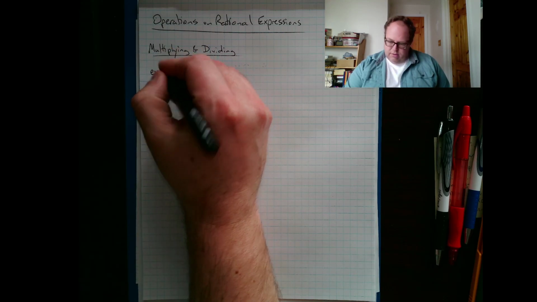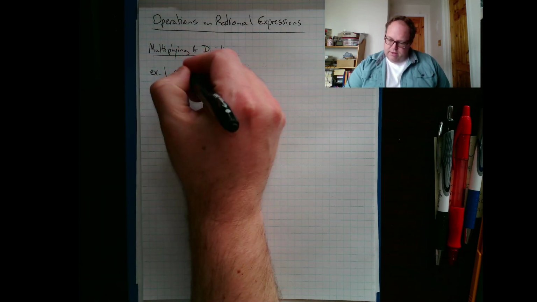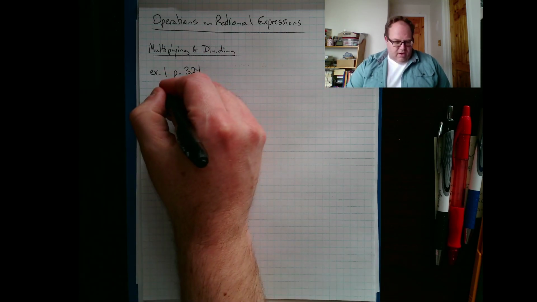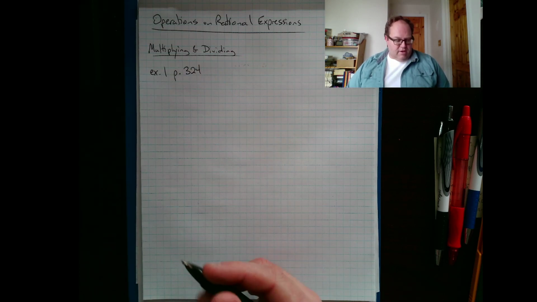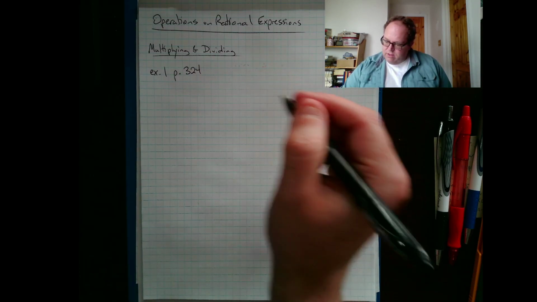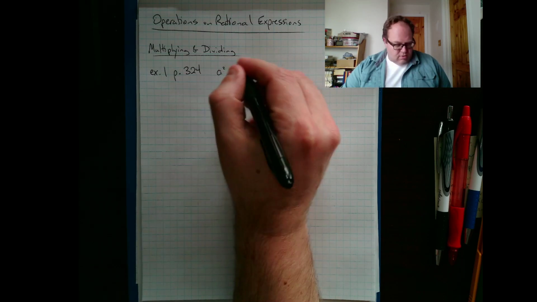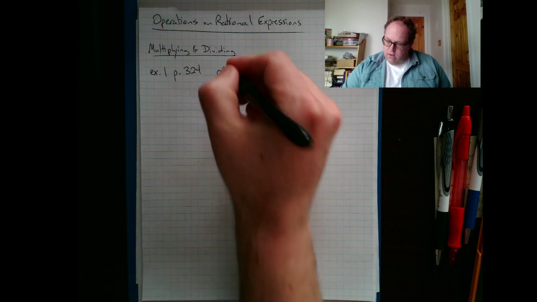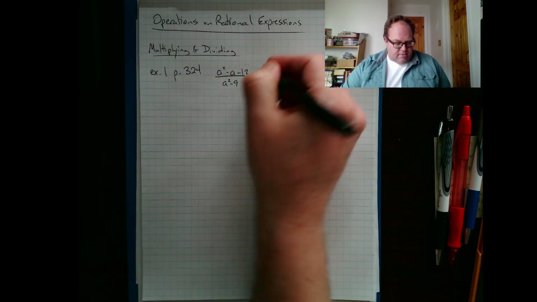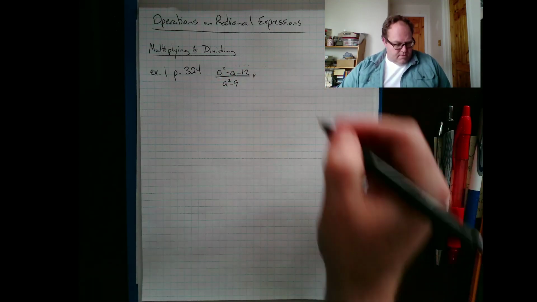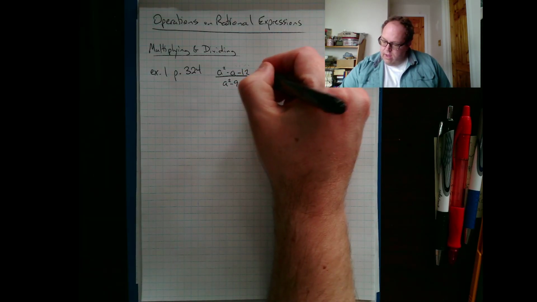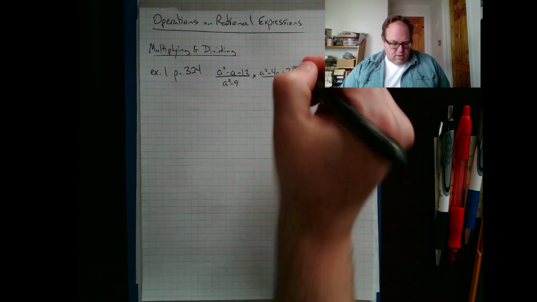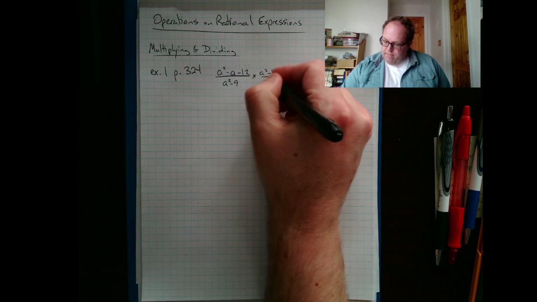This is example 1 off of page 324, where it asks to multiply the following and simplify and identify the non-permissible values. So what we are being asked to multiply is a squared minus a minus 12 over a squared minus 9 multiplied by a squared minus 4a plus 3 divided by a squared minus 4a.